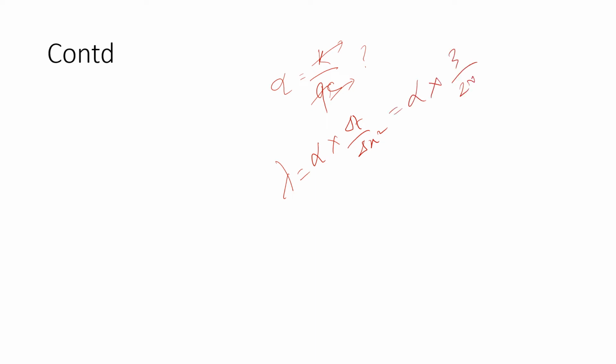As we know, alpha is K by rho C, and all this will be given. K will be given, rho will be given, C will be given. So you can know what alpha is, right? After then lambda will become alpha into del t by del x square. So here del t is your 3 seconds and del x square will be 2 into 2, that is 4 meters, right?